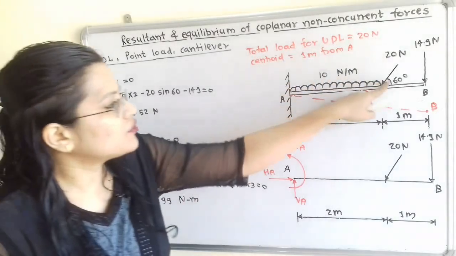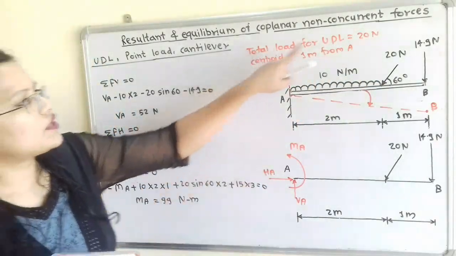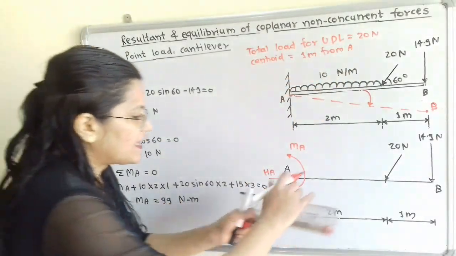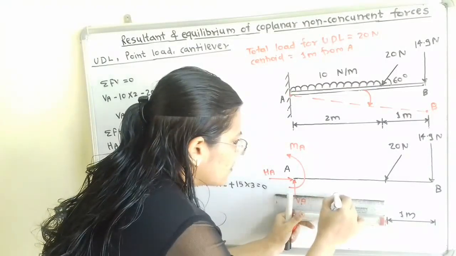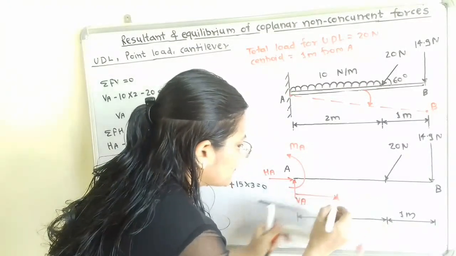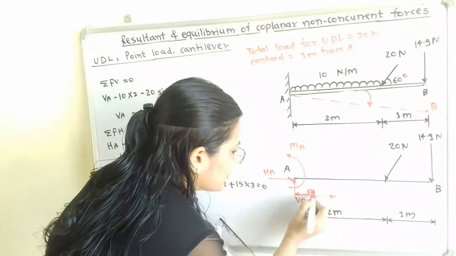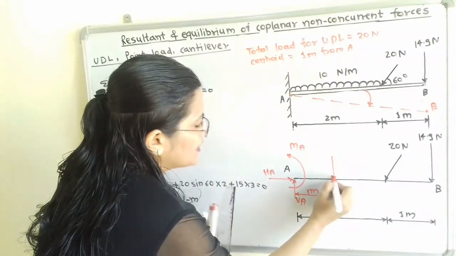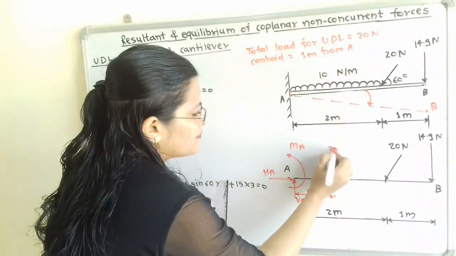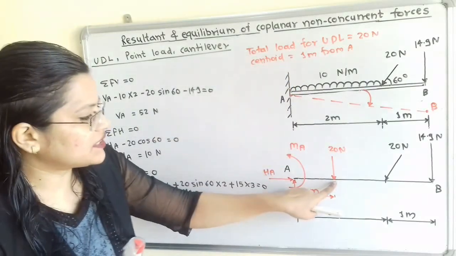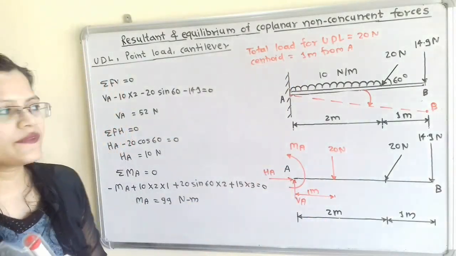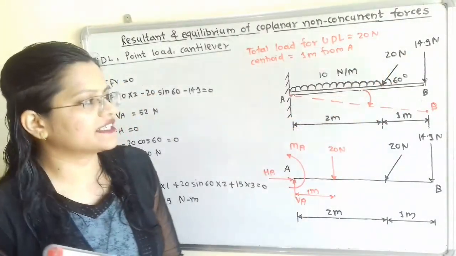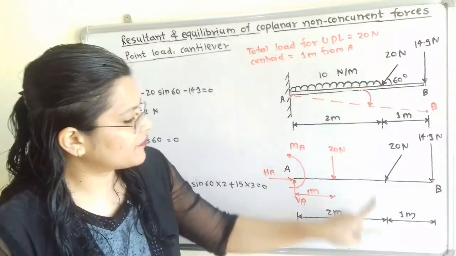So this is about the fixed end A. Now we will move to the uniformly distributed load. The total load is 20 Newton and the centroid is 1 meter from A. So if we take here 1 meter from A, that is the middle point. I can show here the total load that will apply in the downward direction, that is 20 Newton, and the location, the centroid, is 1 meter from A. Now we will move to the next, that is 20 Newton. It is inclined at 60 degree and it is located at 2 meter from A.